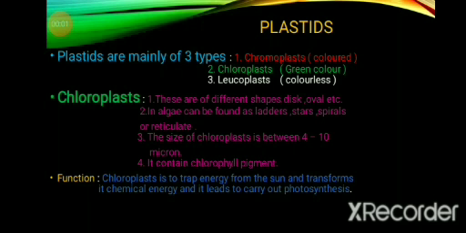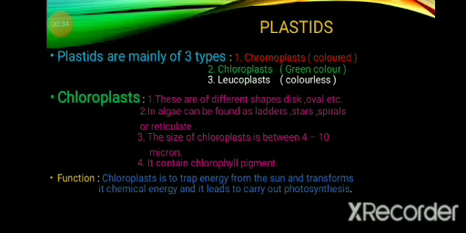Plastids are mainly of three types: chromoplast, chloroplast, leucoplast. Chromoplasts appear in different colors such as red, orange, yellow, etc. Next, the second one, chloroplast. It appears green in color. Last one, leucoplast. It is a colorless plastid.